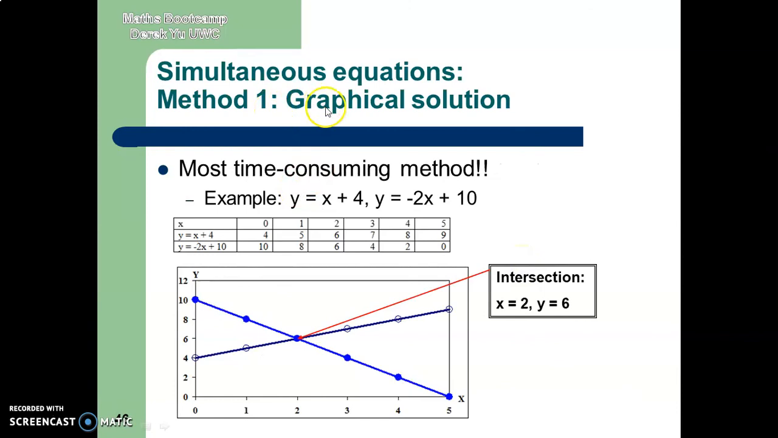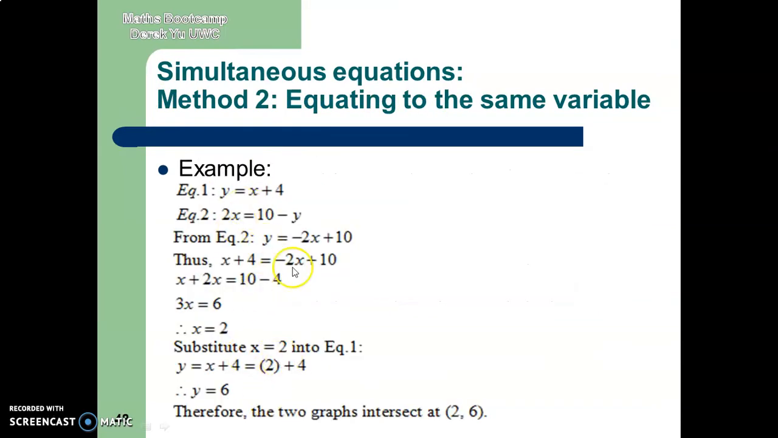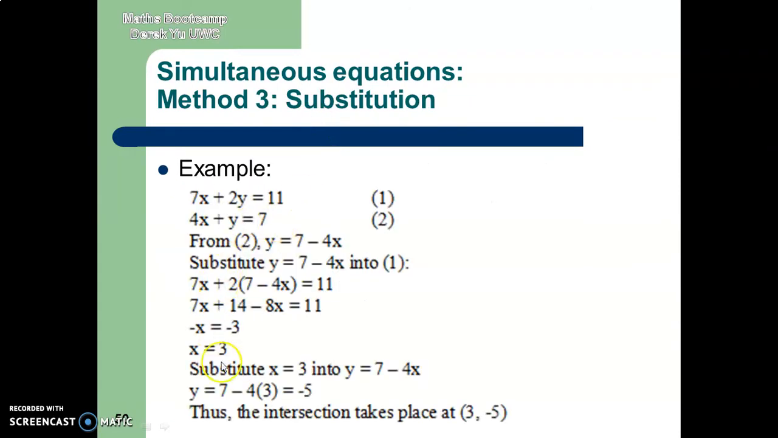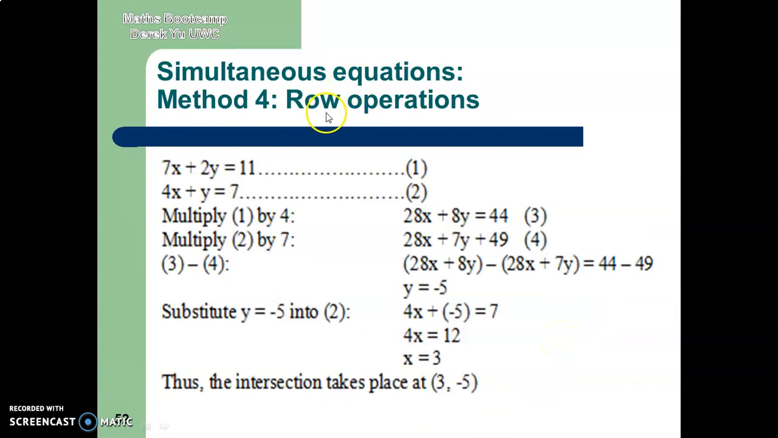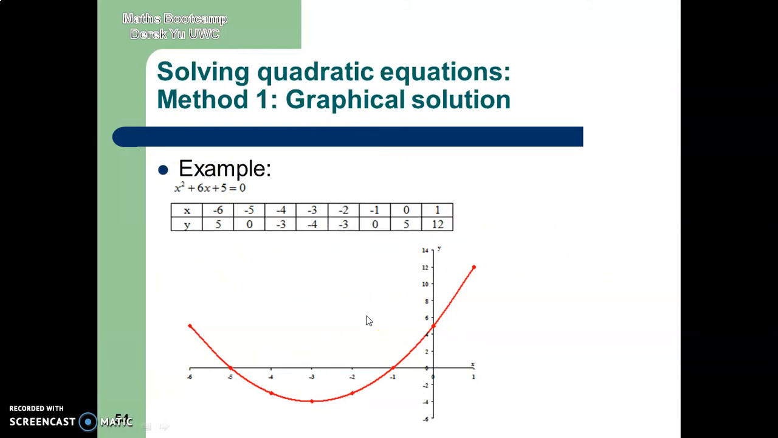Okay, simultaneous equations, there are various methods to solve for x and y. So for simultaneous equations, we have to give you 2 equations, and both equations involve x and y. So this is the graphical sketch method. And then method 2, okay, equating to the same variable, and then there's an example here, self-explanatory. Third method, substitution. Again, there is an example here. Okay, and plenty of examples in your prescribed textbook. Method 4, row operations. Again, with examples on the slides and in the prescribed textbook.